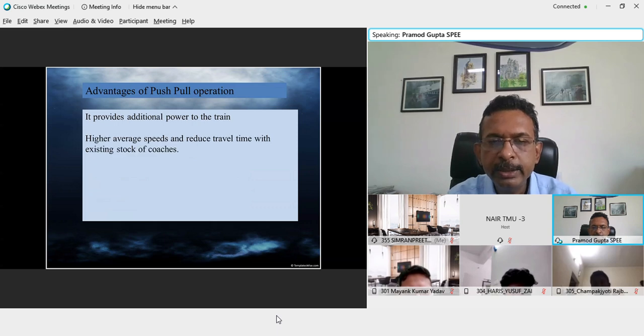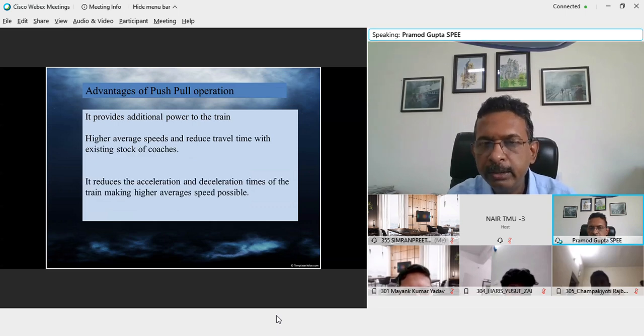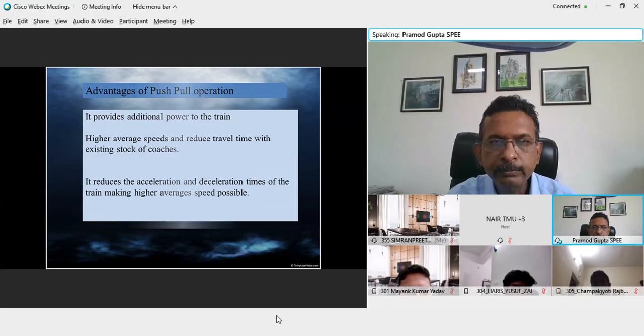These are the advantages: additional power is there because I have another locomotive, so average speed can be increased, the travel time can be reduced, and the acceleration and deceleration time can also be reduced because I have more power to pump into the train.